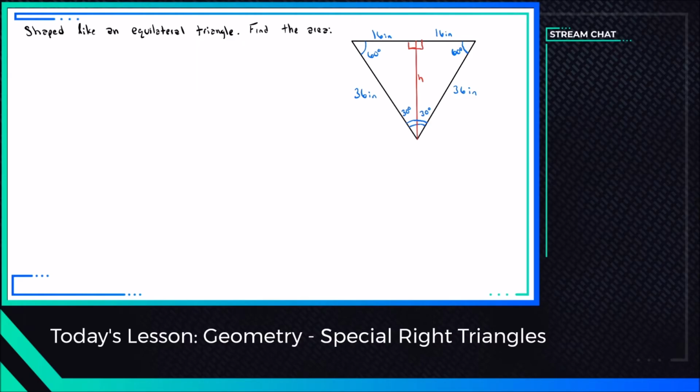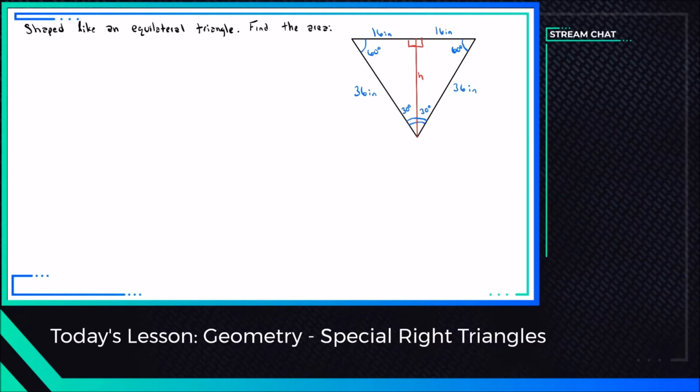And now all we need to do is find h in this case. Oops, I just made a mistake, didn't I? 36 divided by 2 is 18 inches. My bad. But now all we need to do is find the h in this scenario, and then once we get that, we can apply our area formula equals 1/2 the base times the height.